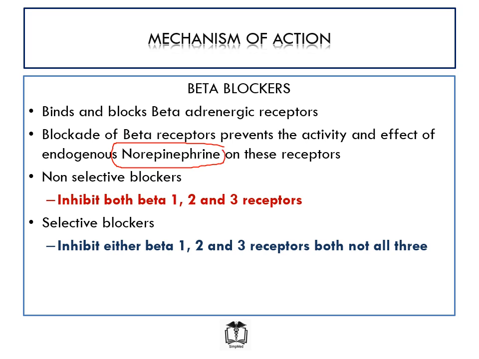And we have non-selective and selective blockers. Non-selective blockers could act on all the beta receptors, beta 1, 2, 3, right? Whereas the selective blockers could act on either beta 1, beta 2, or beta 3. We don't really have beta 3 blockers, but we do have beta 1 and beta 2 blockers that would act on either of them, but not both at the same time.